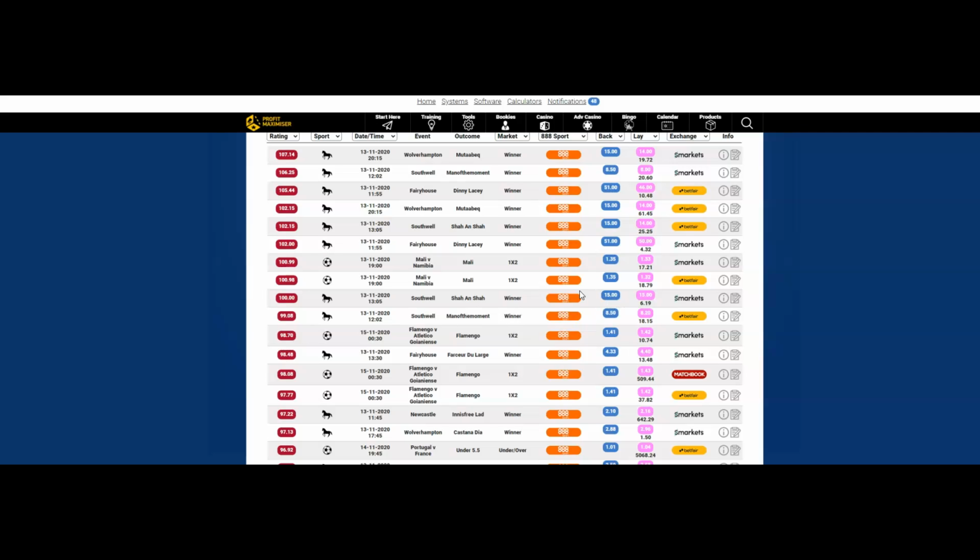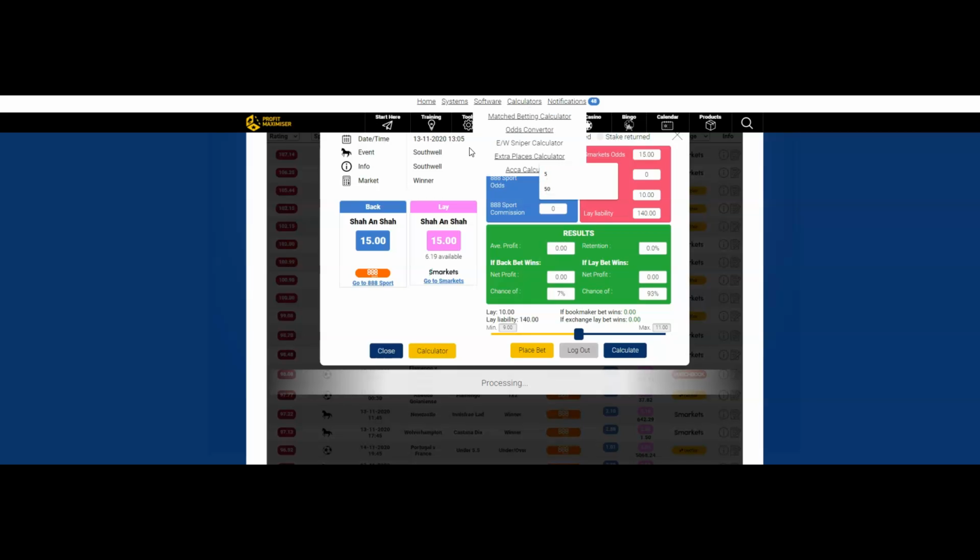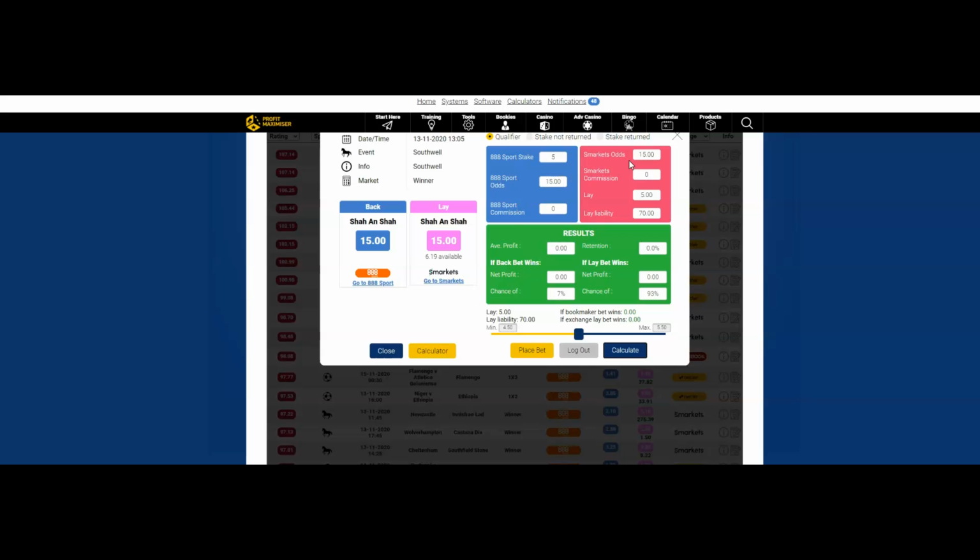But this was a no lose bet because it's 15 odds, and to lay it off was 15 as well. So I press on my I there. That brings the data up. I put 5 in there. It's a qualifier, and I can lay £5 because obviously the odds are exactly the same. So if it wins, I get a £5 free bet. If it loses, I lose nothing.